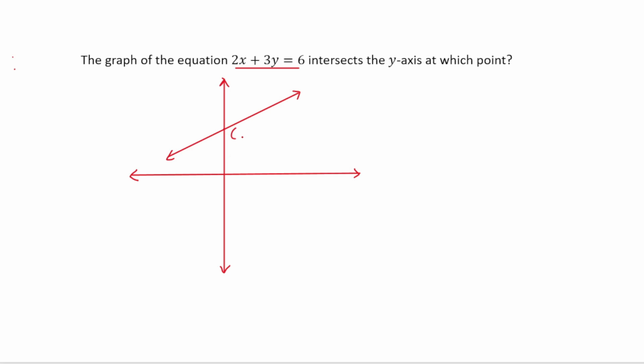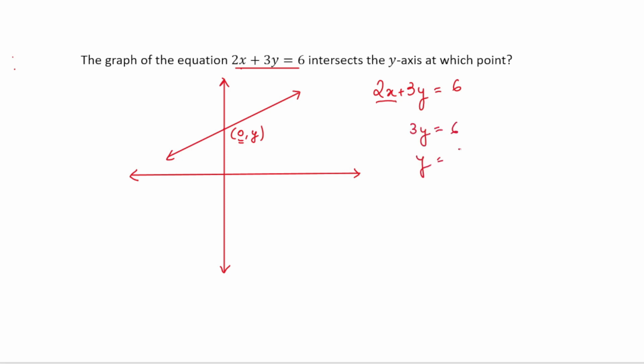So the coordinates of this point will be (0, y). Here the value of x is equal to 0. So substituting x equal to 0 in the given equation 2x plus 3y is equal to 6, the term 2x becomes 0. So we get 3y is equal to 6.